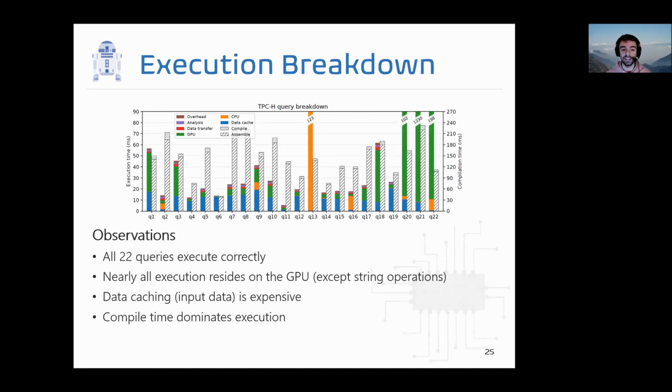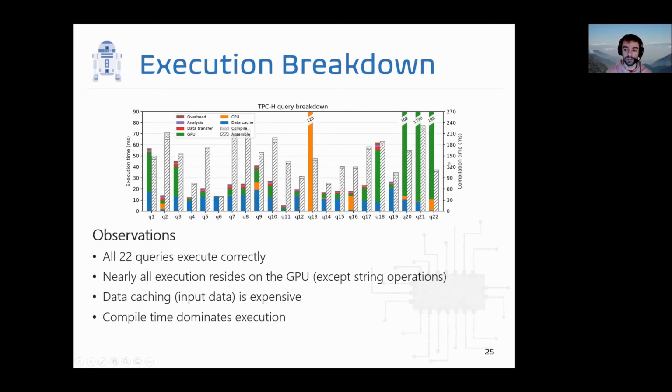So the first thing to present is the execution breakdown, where for every single query, we want to show what the division or the stages are and how much time they take in the overall execution. So on the execution side, using the left scale over here, we have the interpretive overhead of running our system, runtime analysis, data transfers, which is intermediate data transfer as well as the final result, GPU and CPU execution, as well as the input data cache. So this is the input data or the tables which are stored in the database system.